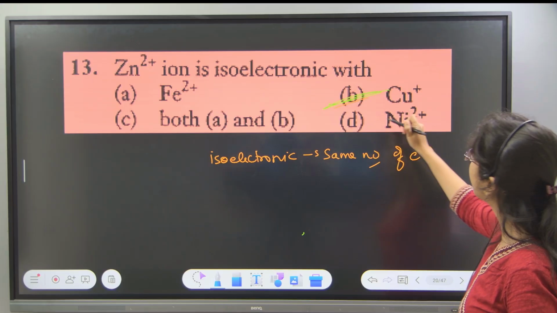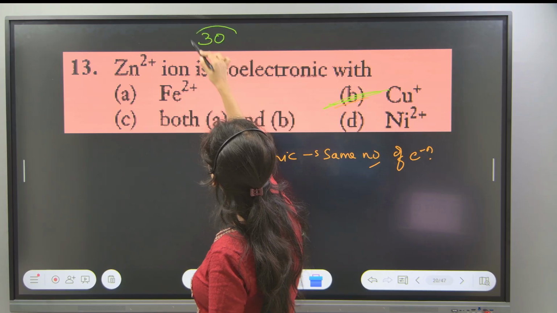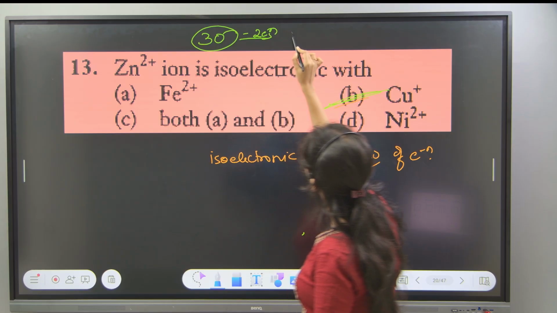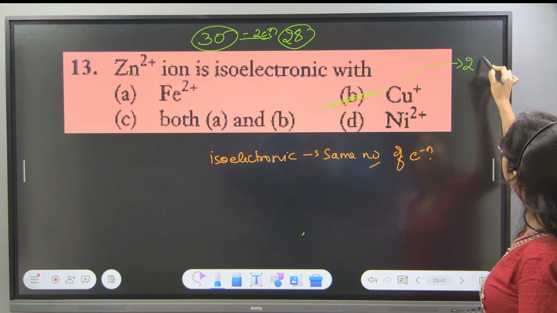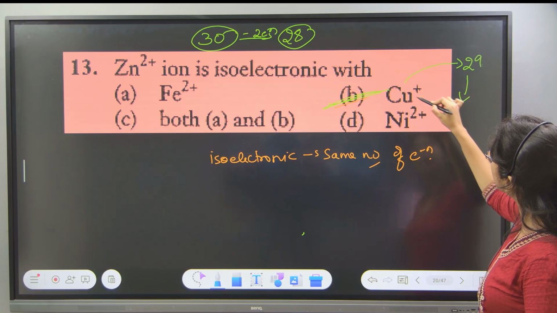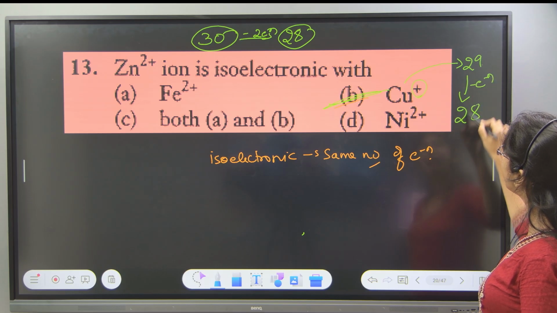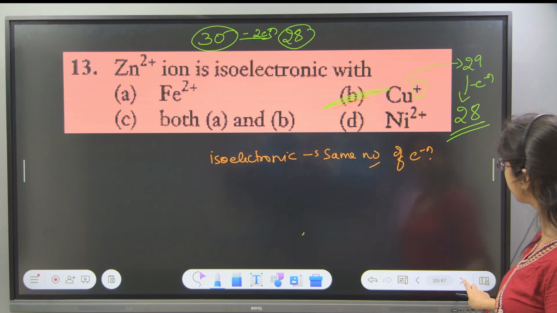Yes, you're correct. Zn2 plus: zinc's atomic number is 30. We have removed 2 electrons. How much is remaining? 28. Copper's atomic number is 29. Here Cu plus means we have removed 1 electron, so it will have 28. Very good. Option B is correct.